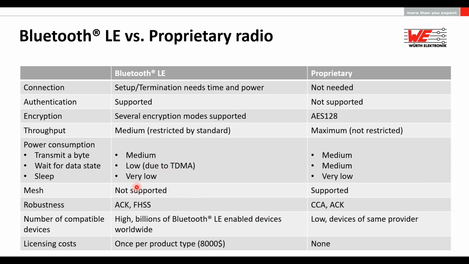Mesh is not supported under Bluetooth Low Energy, and on the other hand, on the proprietary, you have the option to use flooding mesh, at least using the WE ProWare. Another really important factor you need to consider is that there is a certain cost for using Bluetooth Low Energy. Each device family that uses Bluetooth Low Energy has to be listed under the Bluetooth Special Interest Group. So you have to consider a cost of around 8,000 euros one time or $8,000 one time in order to be able to use such a device in the field, which is of course not relevant in case of proprietary communication protocol.